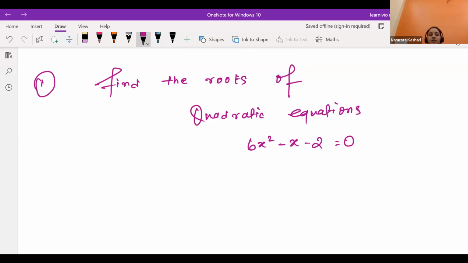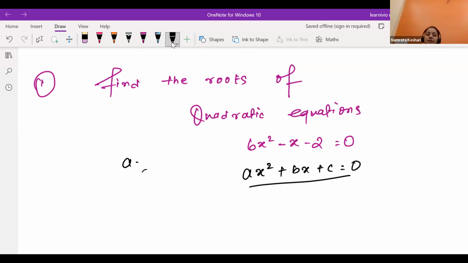At first we will, okay, let's continue. At first we will compare it with ax square plus bx plus c is equal to 0, because this is the standard form of quadratic equation. After doing the comparison, Zoha, what is a, what is b, what is c? A is 6, B is minus 1 and C is minus 2. That's perfect. So first we need to identify what is a, what is b, what is c.